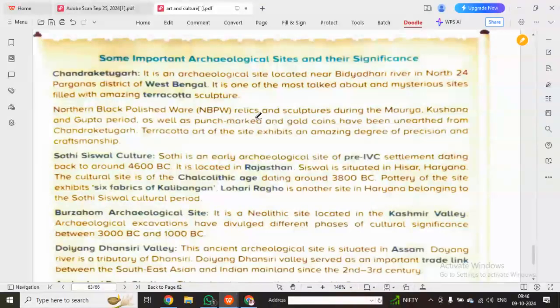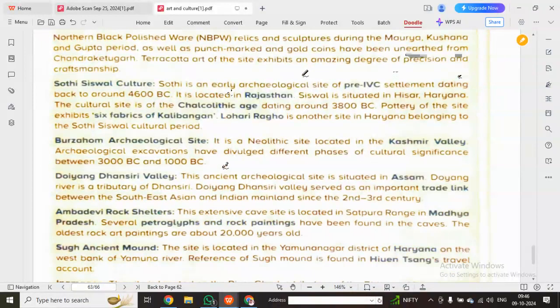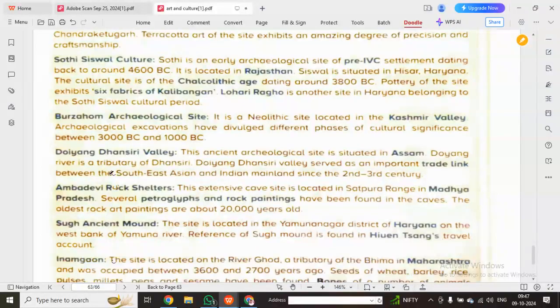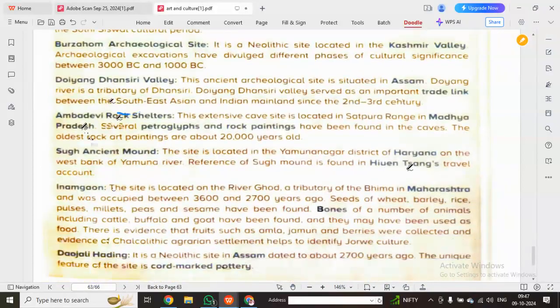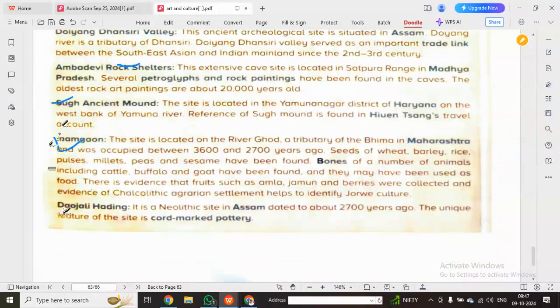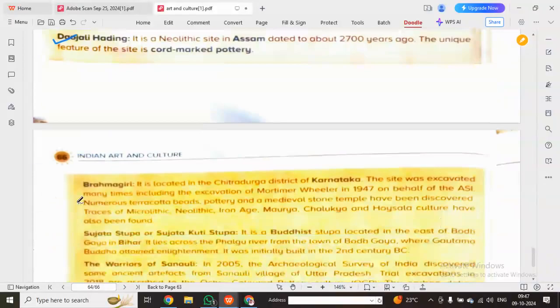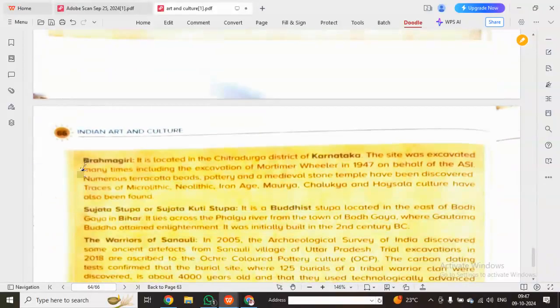Now moving next, some of the important archaeological sites. So it is Chandraketugarh. It is an archaeological site located on the Bidyadhari River, North 24 Parganas District, West Bengal. It is one of the most talked about mysterious sites, filled with amazing terracotta sculptures. Northern Black Polished Ware, relics and sculpture during the Maurya period are found here. Sothi-Siswal culture: Sothi is an early archaeological site of a pre-Indus Valley civilization settlement.